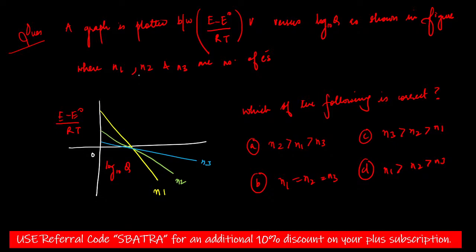Here N1, N2 and N3, these three values, represent the number of electrons involved in that particular chemical reaction. What you have to find is the relation of these three N values. Which of the following is correct? N2 greater than N1 greater than N3, first option. N3, N2, N1, second option. N1 equals N2 equals N3, and the fourth option is N1 greater than N2 greater than N3.